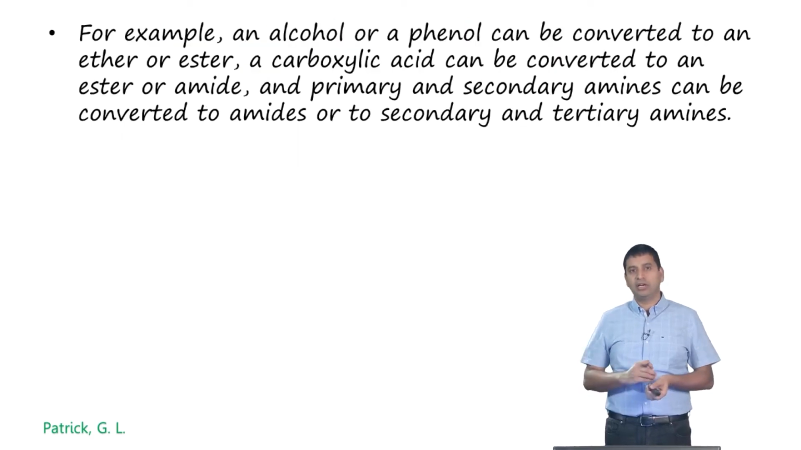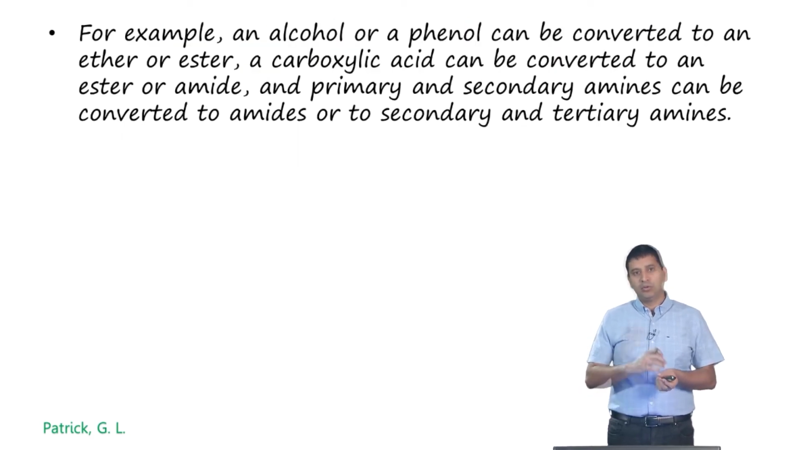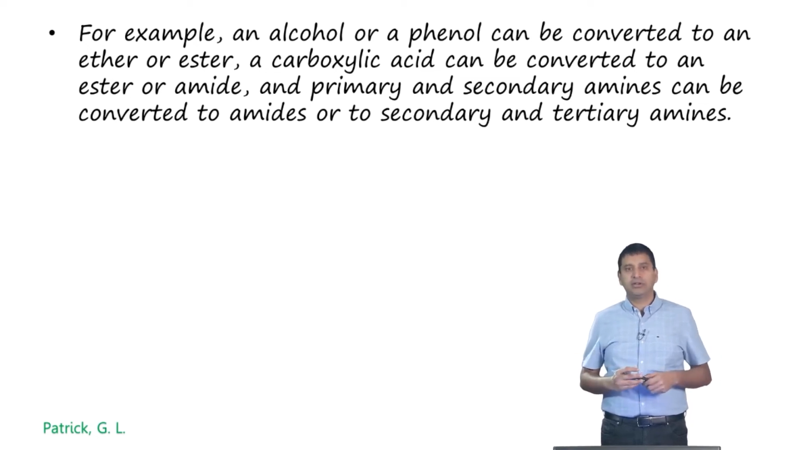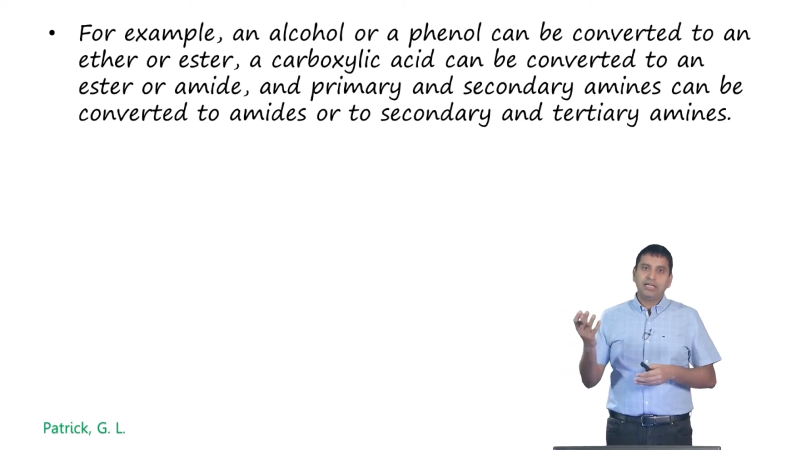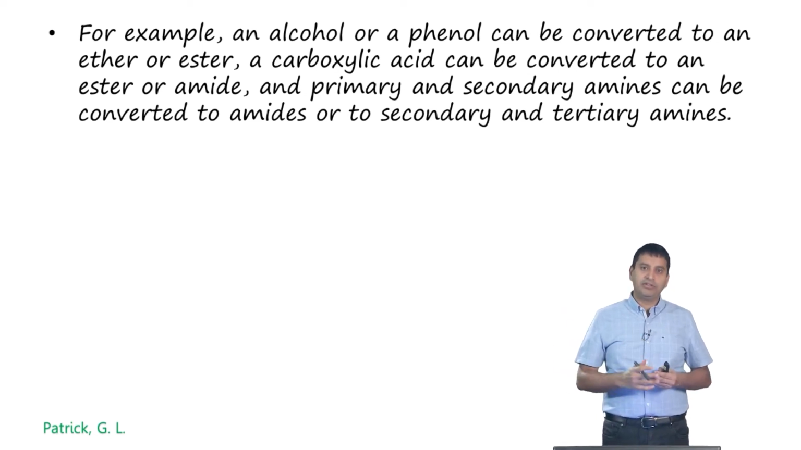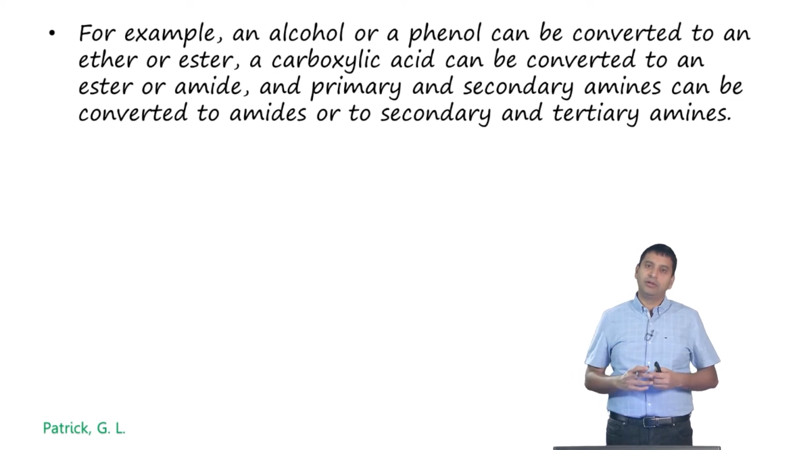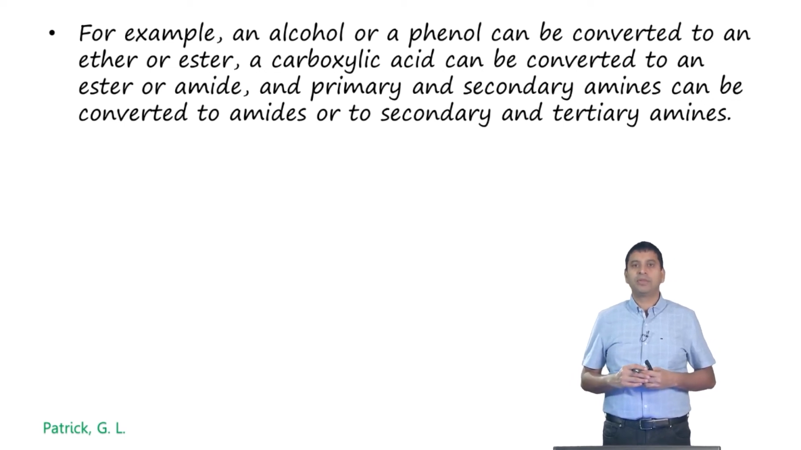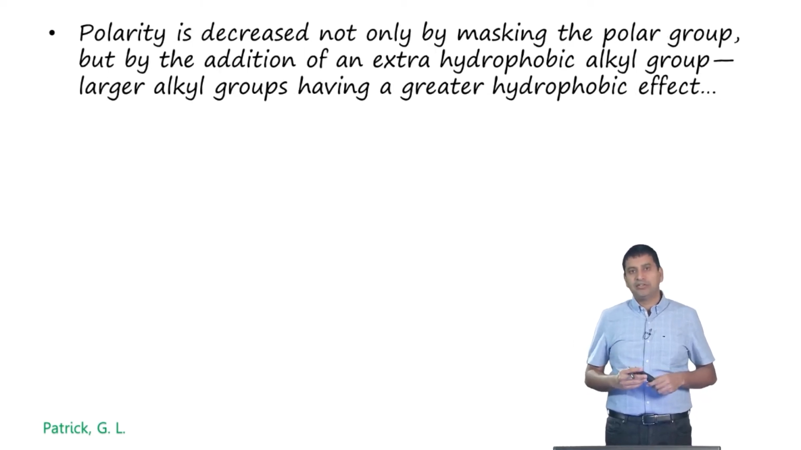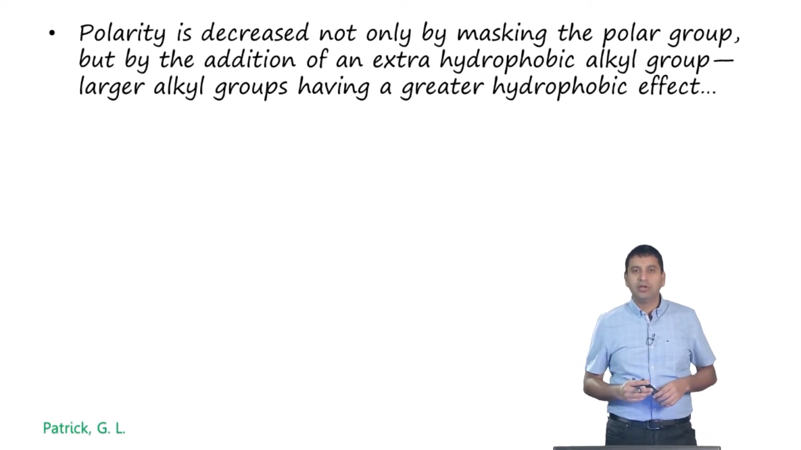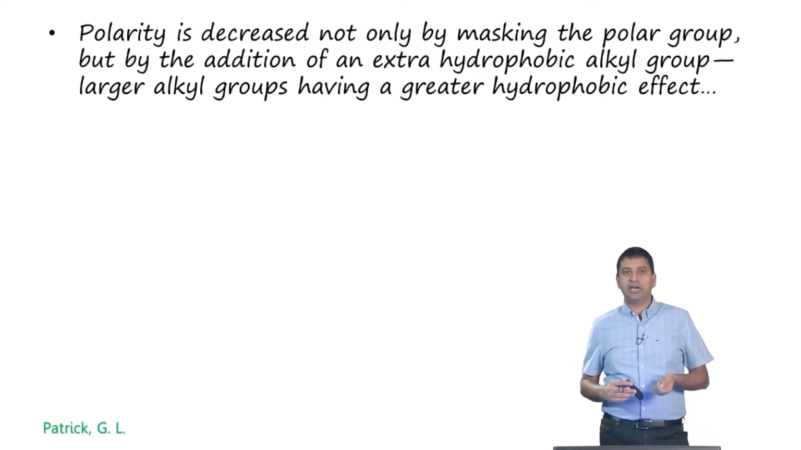So, a phenol or an alcohol can be converted to an ether or an ester, or a carboxylic acid can be converted to an ester or an amide, because a carboxylic acid is likely to exist in equilibrium as carboxylate, and so by making it into an ester or an amide, you are going to reduce the polarity of the molecule. Similarly, primary or secondary amines can be converted to amides or to secondary and tertiary amines by adding more alkyl groups. Polarity is decreased not only by masking the polar group, but also by adding extra hydrophobic alkyl groups.